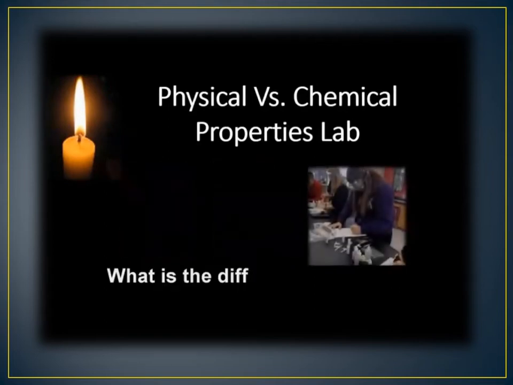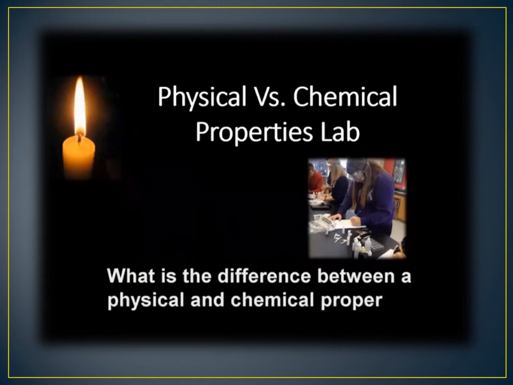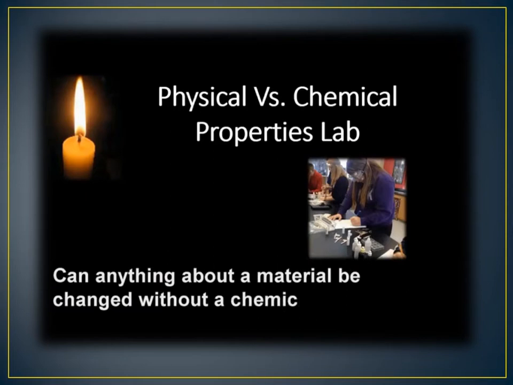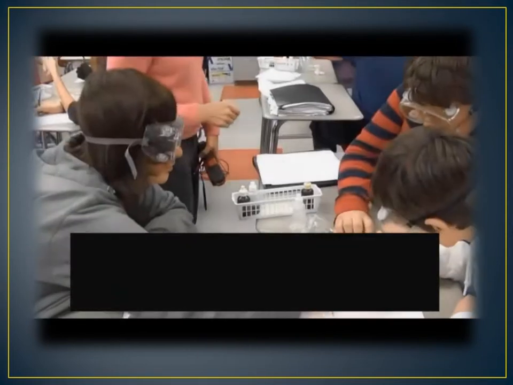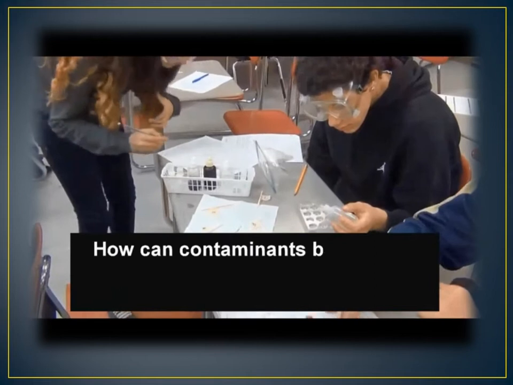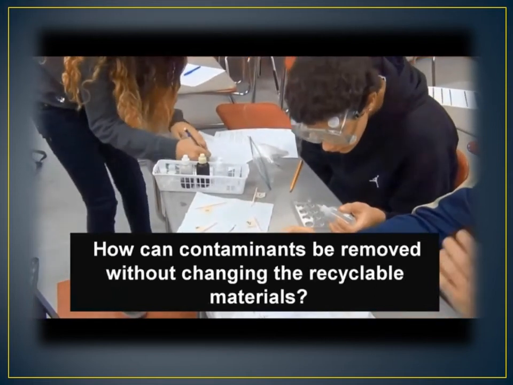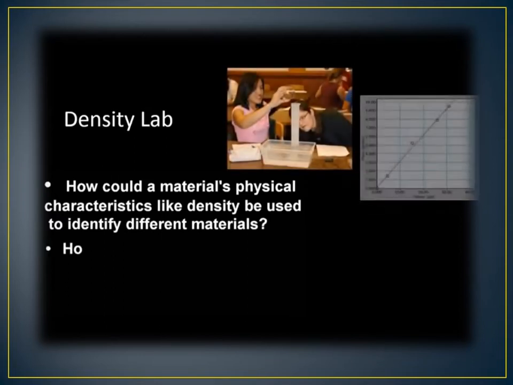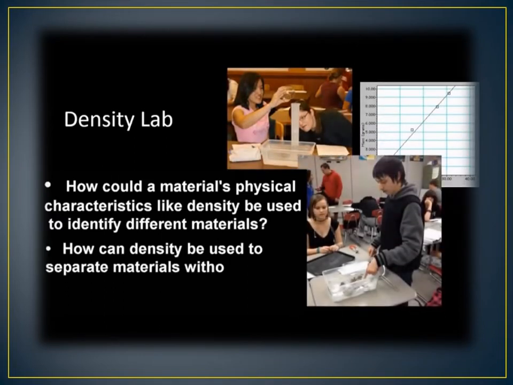What is the difference between a physical and a chemical property? Can anything about a material be changed without a chemical change occurring? How are materials that can't be recycled separated from recyclables? How can contaminants be removed without changing the recyclable materials? How could a material's physical characteristics like density be used to identify different materials? Can density be used to separate materials without touching them?